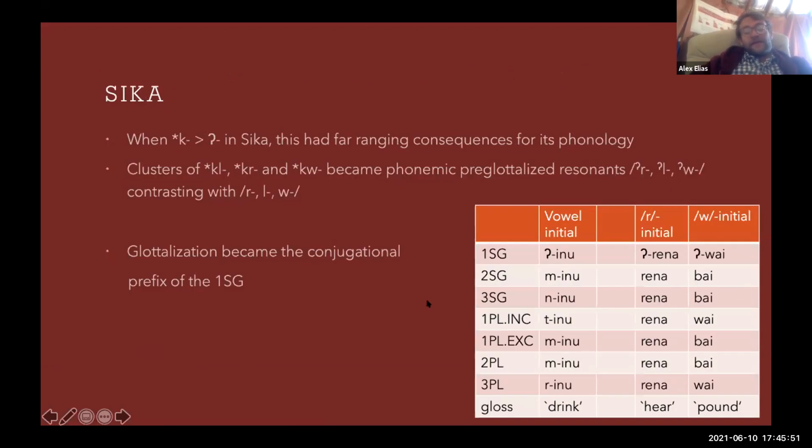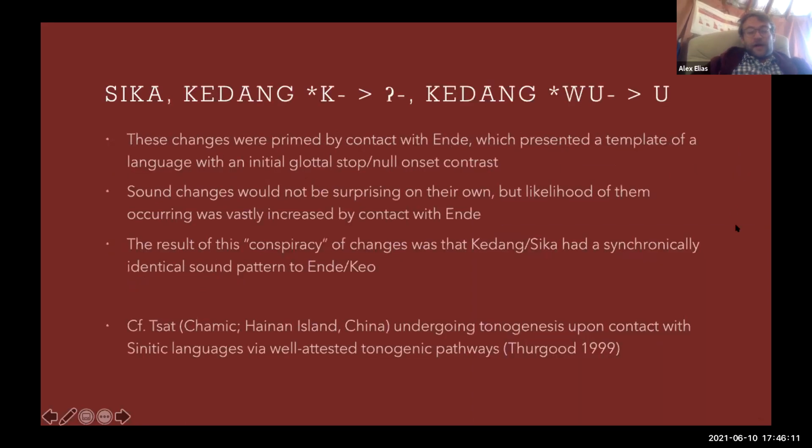And this K to glottal stop change actually had dramatic consequences for Sika's phonology. At least some dialects of Sika developed phonemic preglottalized resonants from these earlier clusters. And these were systemically very important. They mark the first singular, for instance, in verbal conjugation. So these changes, I propose, were primed by contact with Ende, which presented them with a template of a language with an initial glottal stop null onset contrast.